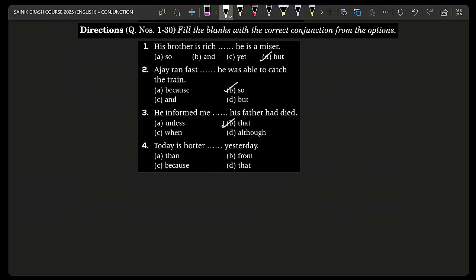Sir, your voice is not audible, sir. Fourth question. Today is hotter than yesterday. Yeah, than yesterday. Correct answer. Yes, Harshvardhan, you can mute yourself.